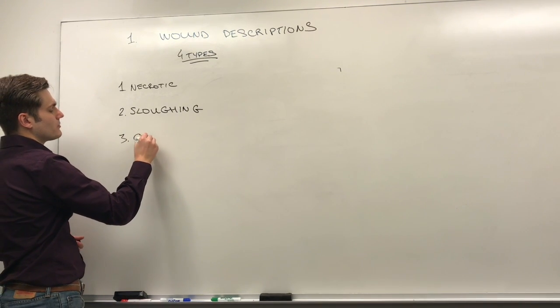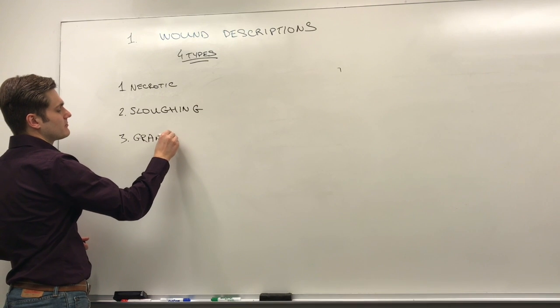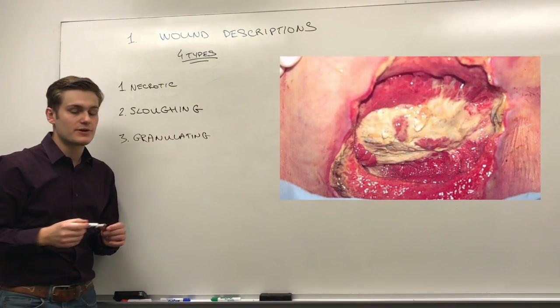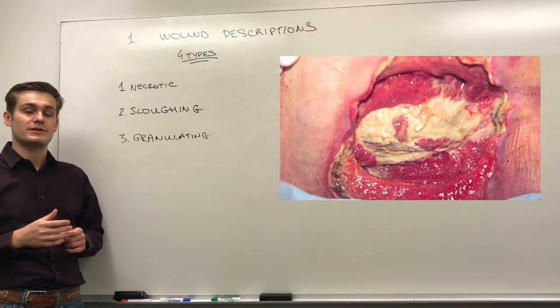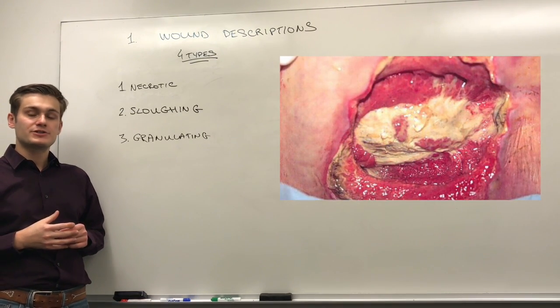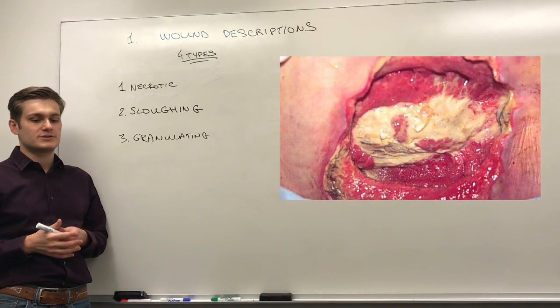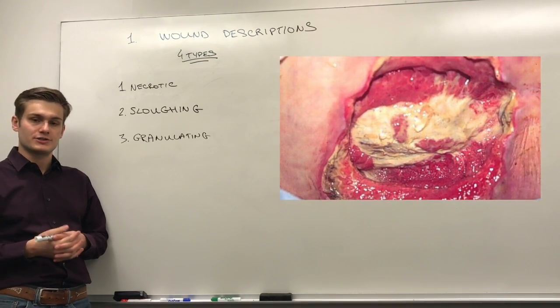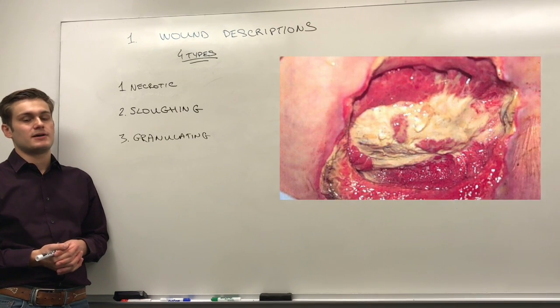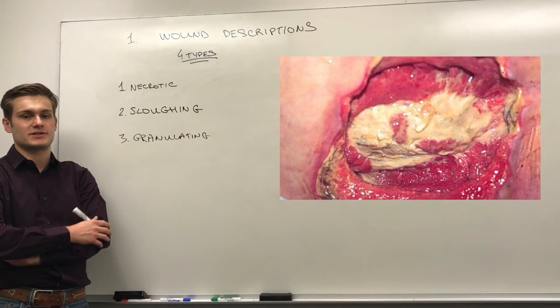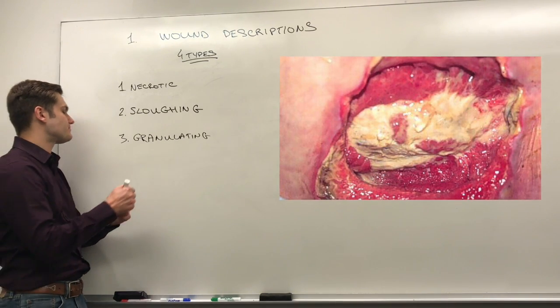The next type of wound is a granulating wound. So a granulating wound has granulation tissue in it. And granulation tissue is the tissue with which the body tries to heal itself. So this tissue is rich in collagen, it's rich in proteoglycans, and it's very highly vascularized, which gives these wounds this characteristic red or deep pink appearance.